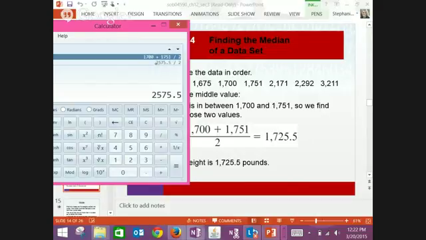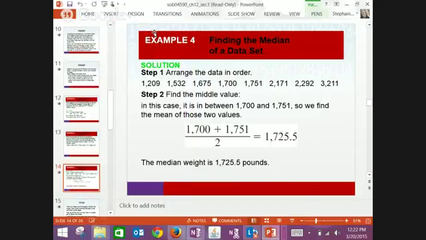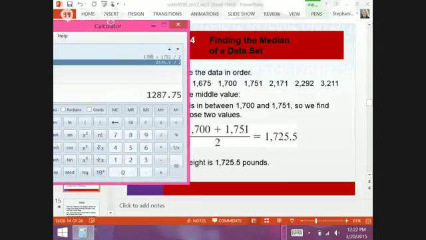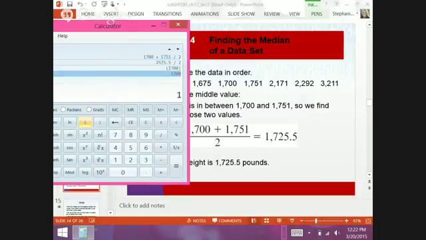I just took 51, since that's the difference between those two, divided it by 2, and got 25.5, so I knew it was 1,725.5. Yeah, I don't know where you got it right. My calculator, I got it right. I don't know how. It's because of the order of operations on this calculator. I had to put the numerator in parentheses. Plus 1751 in, didn't do that right.